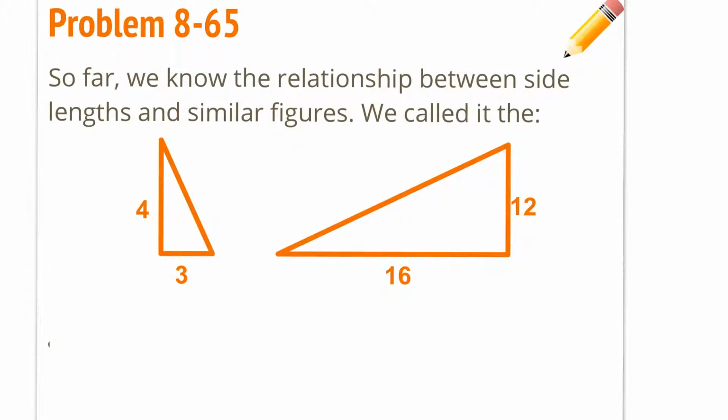In this lesson I'm going to review areas and perimeters of similar figures. So far we know the relationship between the side lengths of similar figures, and we know what it's called. We call it the scale factor. So let me write that down. Also known as the scale factor.